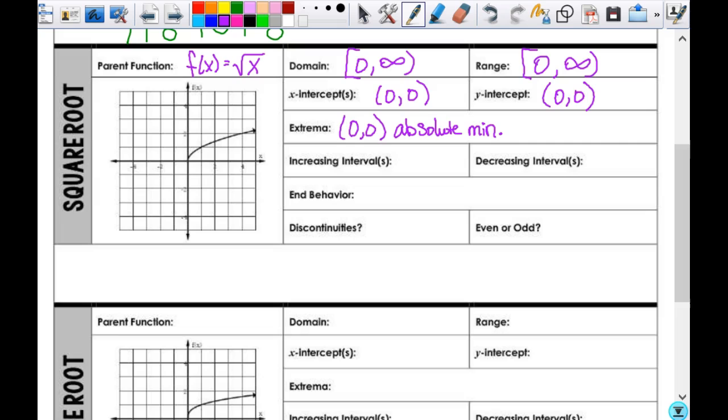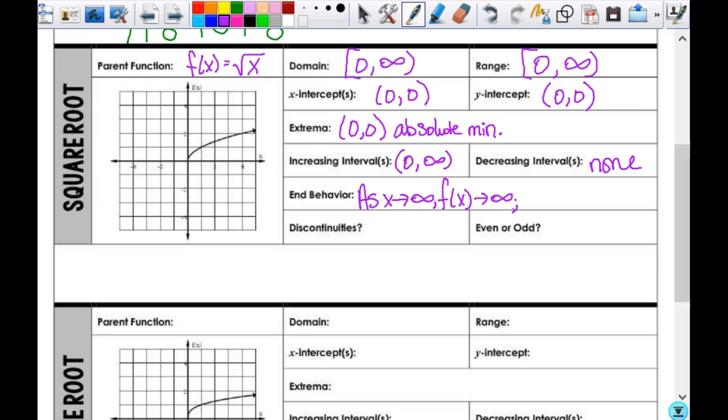Does it increase anywhere? Yes, from 0 to infinity. So does it decrease anywhere? No. All right, so our end behavior. As x approaches infinity, f of x approaches what? Infinity. Okay, so then can I talk about what happens when x approaches negative infinity? No, because it doesn't, right? It stops there at 0.